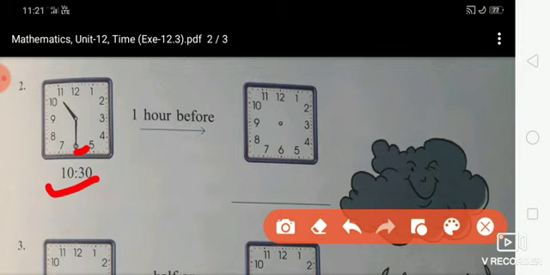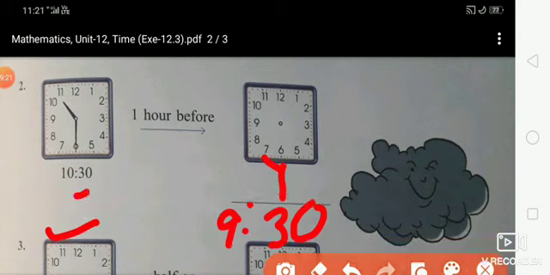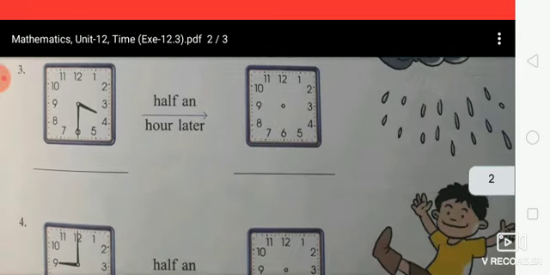One hour before means the hour hand is between 9 and 10, and the minute hand is on 6. That means the time is 9:30. One hour before, the time is 9:30. Is that clear? Now the third one.